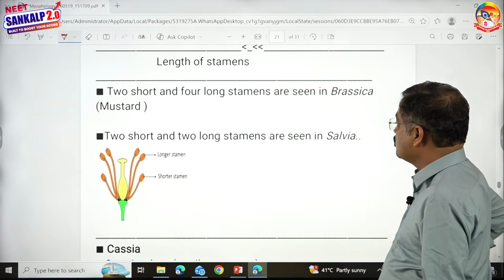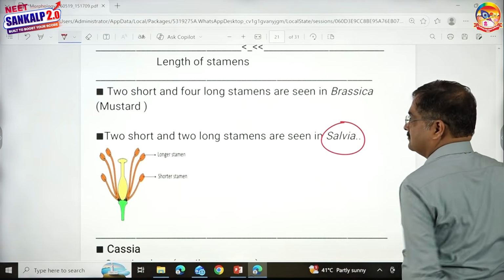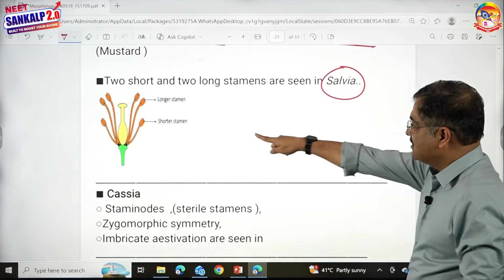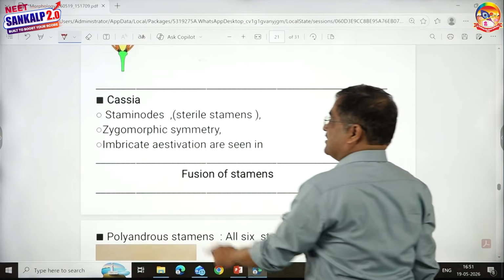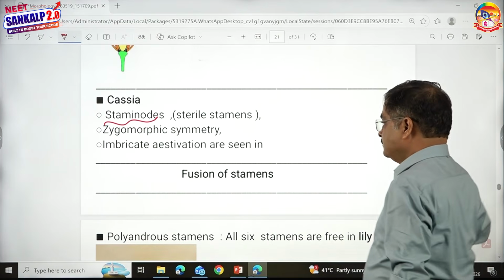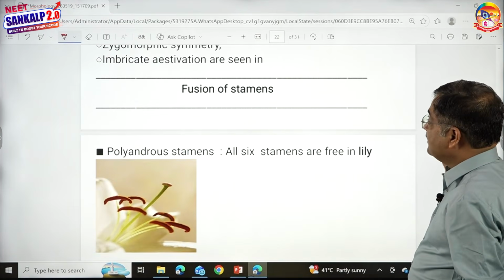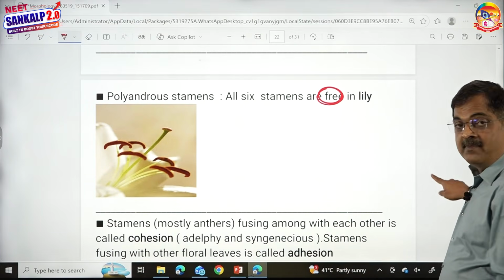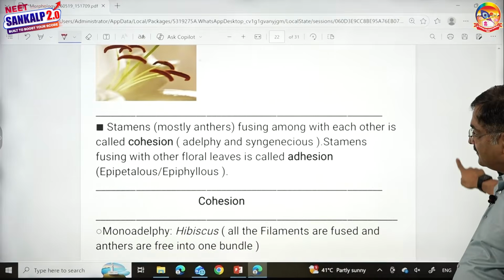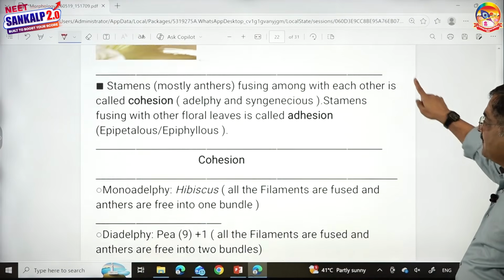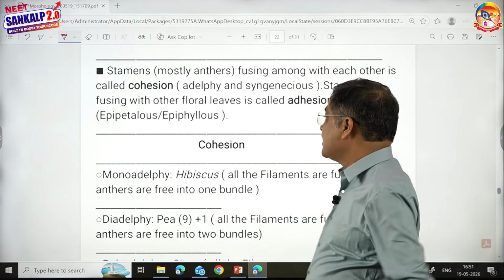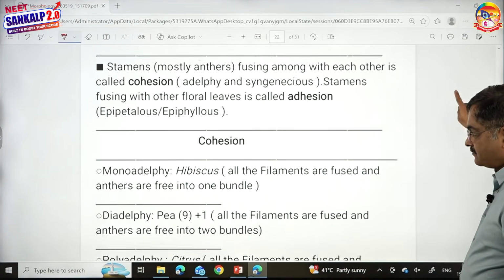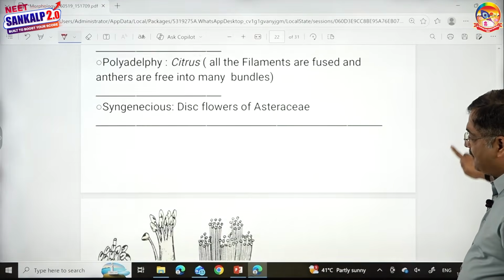Length of stamens, children: 2 short and 2 long in Brassica. In Salvia, 2 short and 4 long. You know this. This is important. In Cassia, sterile stamens are called staminodes, with imbricate aestivation. Then we talk about polyandrous. All 6 stamens are free. When they are free from each other, you call it polyandrous, as seen in lily. When stamens fuse with each other, you call it cohesion. When the stamens fuse with other floral leaves, you call it adhesion. Let me show you the diagrams which can help you to remember.